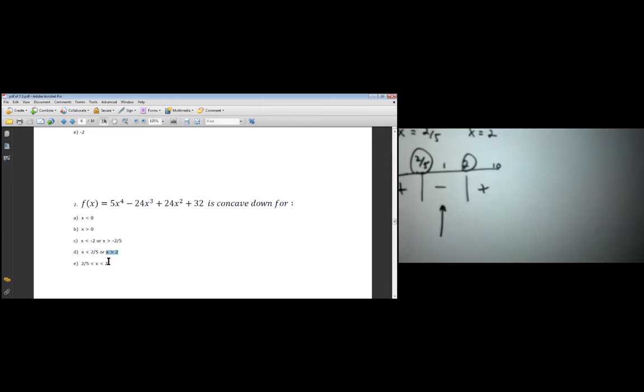Yeah, when it's less than 2. Yeah, it's less than 2, right? And this one says less than 2/5. So we want greater than 2/5, but less than 2. So that's what this one down here is saying.